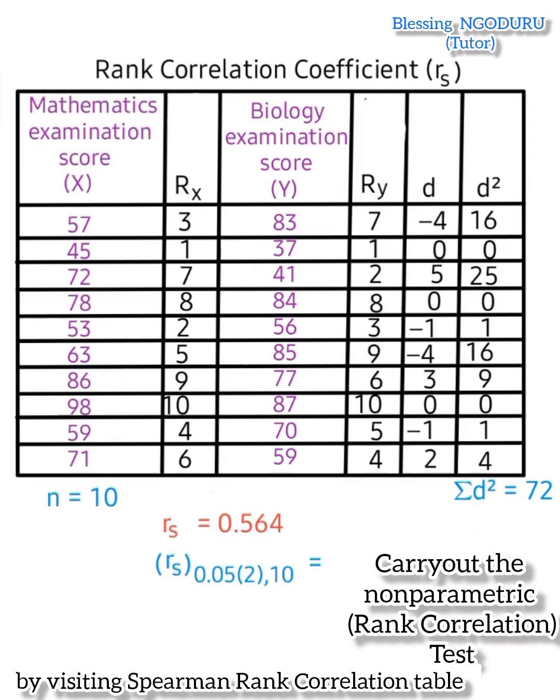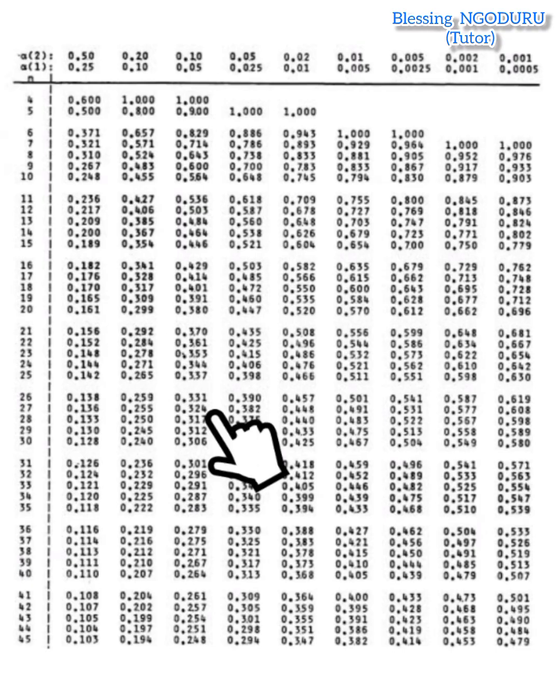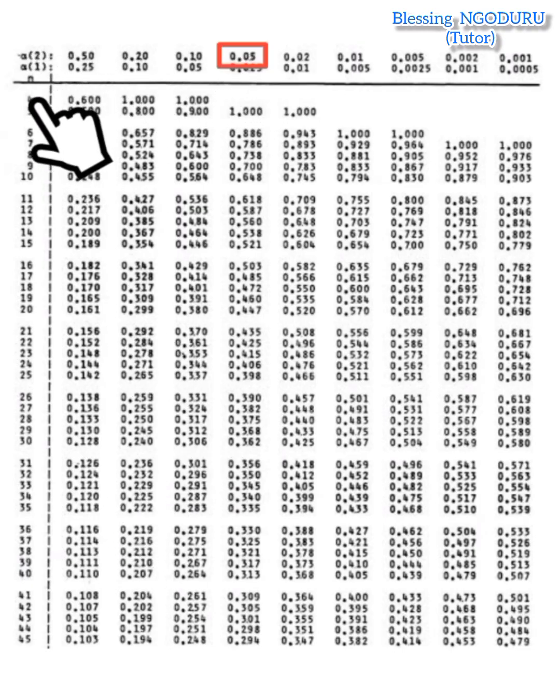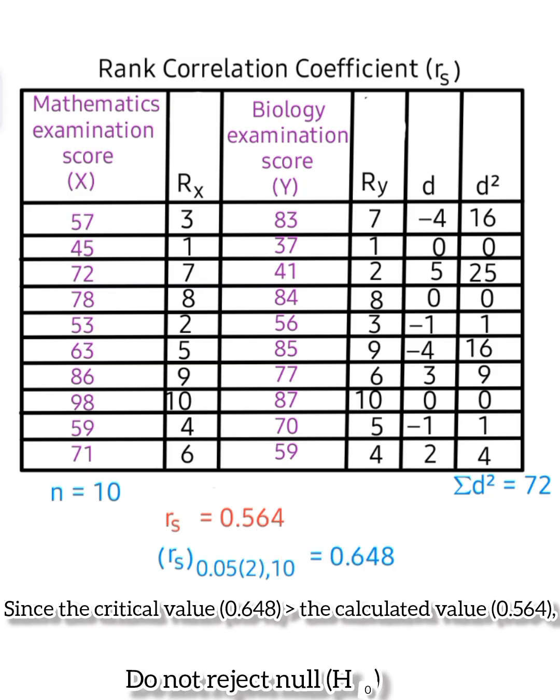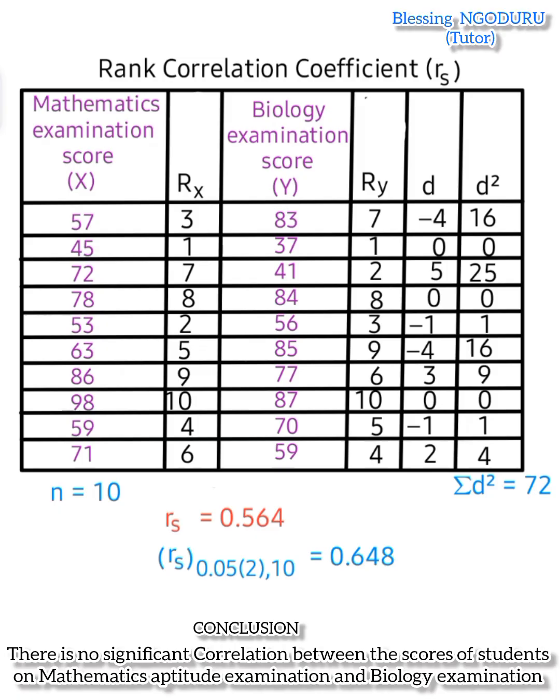Now, we'll find the critical value of the Spearman Rank Correlation by visiting our Spearman Rank Correlation table at alpha 0.05 and our n value 10. This is the Spearman Rank Correlation table. We're given alpha at 0.05 and our n value is 10. So we trace this to 0.05. The value is 0.648. Since it is greater than the calculated value, that is 0.564, therefore we do not reject the null and conclude that there is no significant correlation between the scores of students on the mathematics examination and the biology examination.